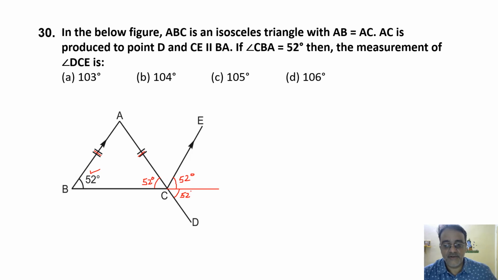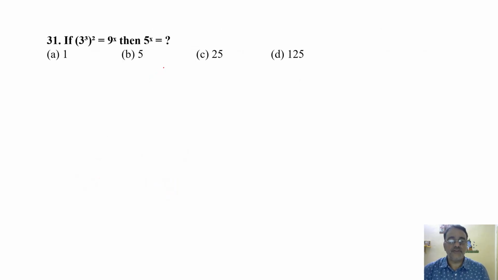So what is the value of angle DCE? 104. 104, right? So the correct option is B. Is the solution clear to all of you? Yes, sir. Right. So now we are moving toward question number 31.